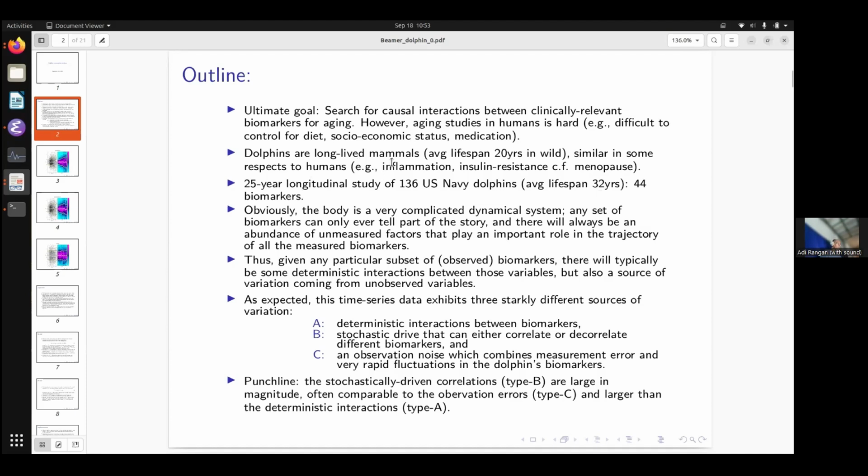And so what the Navy did is they would record these dolphins regularly over the course of 25 years. And one interesting aspect to this whole study, which I'll bring up later, is that the Navy's paramount concern was maintaining a good relationship with these dolphins. So when they would measure these dolphins, they didn't forcibly measure the dolphins regularly.